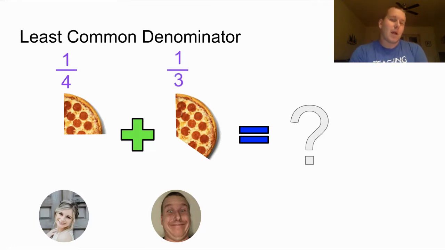If only there was a way that we could compare these more evenly so we could find out what the total amount of pizza was eaten. Well, there is a way. We could cut these pieces of pizza into equal slices. And what we would do is we would change these fractions into equivalent fractions. So instead of 1/4 and 1/3, we would have 3/12, which is equivalent to 1/4, and 4/12, which is equivalent to 1/3. Now that we have a common denominator, this is easy peasy to add.